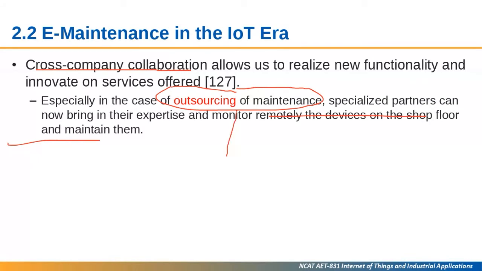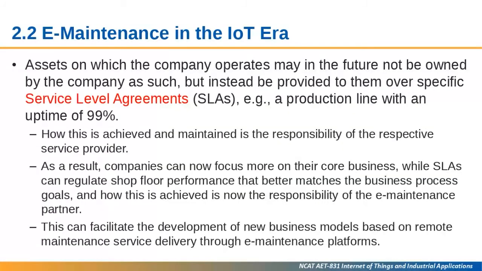So nowadays, the maintenance usually requires people to go to the site in person. So that will take a lot of time and travel cost. But with the proliferation of IoT, outsourcing of maintenance will be a common model. And the assets on which companies operate may in future not be owned by the company as such, but instead be provided to them over a specific service level agreement. So actually, this is, in my opinion, a little bit futuristic.